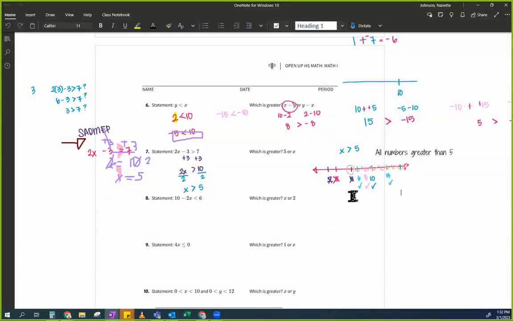Miss Johnson, but you circled 5. Yeah, I circled 5 on purpose. So, doesn't it look like the answer is 5? If you see this as the answer is 5, that's not what the open circle means. The open circle means all the numbers bigger than 5, not including 5. If I colored that circle in, then that would include 5.